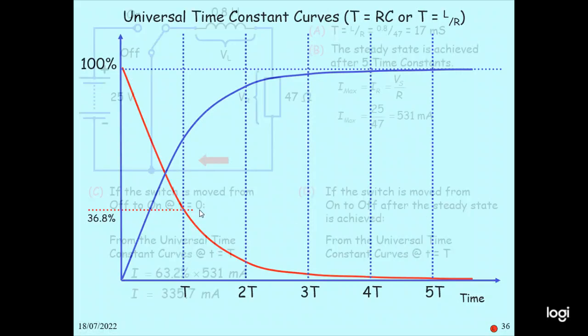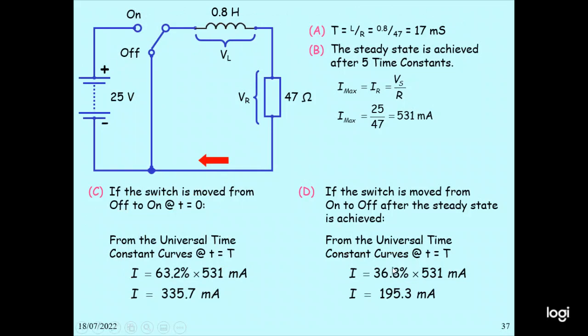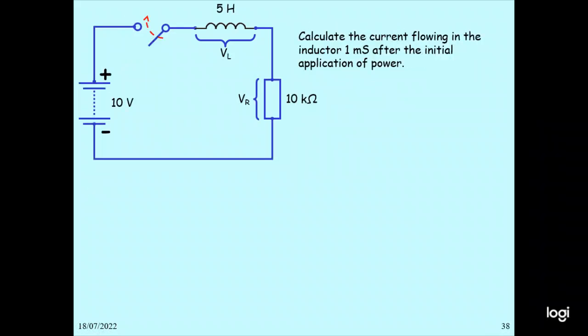So in this circuit diagram, the inductor is 5 henry, the resistor 10 kilo ohm, and the supply voltage 10 volt. The switch will be closed at t equal to 0. Calculate the current flowing in the inductor 1 millisecond after the initial application of power. Then we calculate tau equal to L by R, so 5 divided by 10K, you get 500 microseconds.